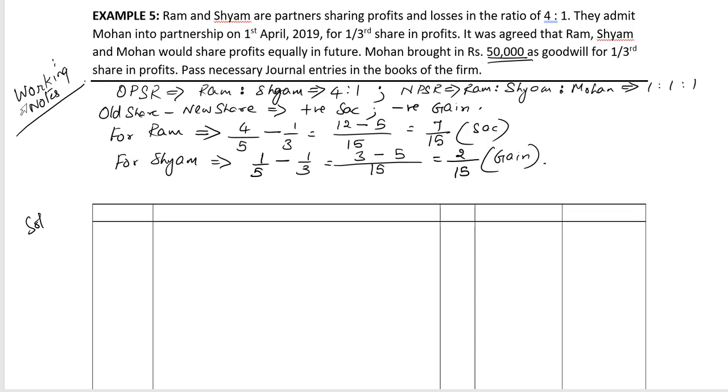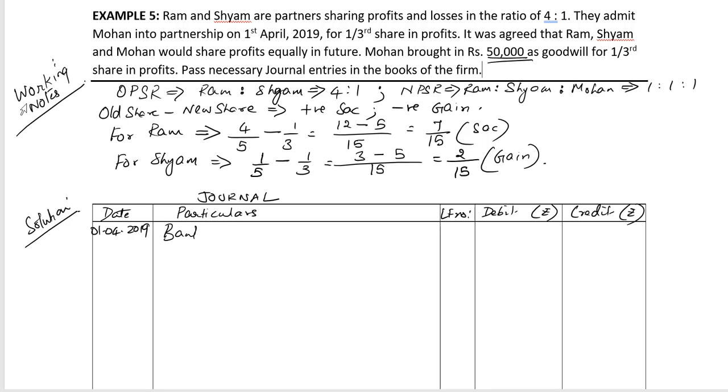Let's go ahead with the solution. Journal. Date, particulars, LF number, debit rupees and credit rupees. The date is 1st April 2019.